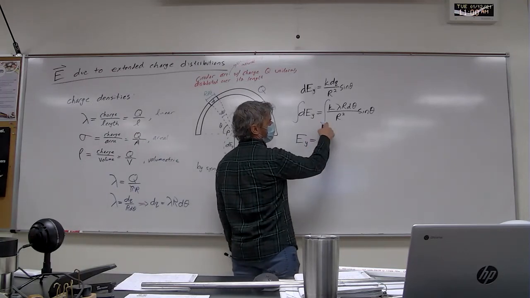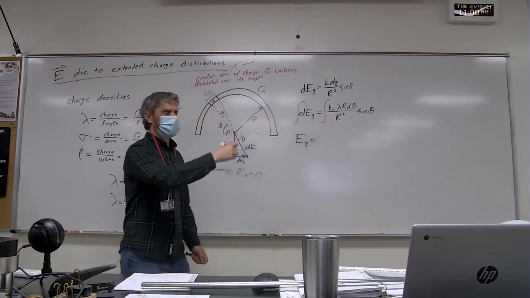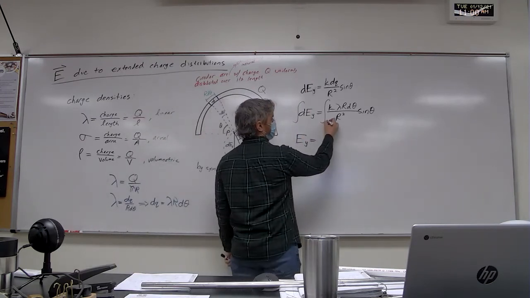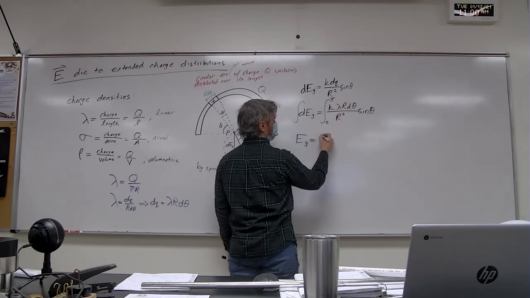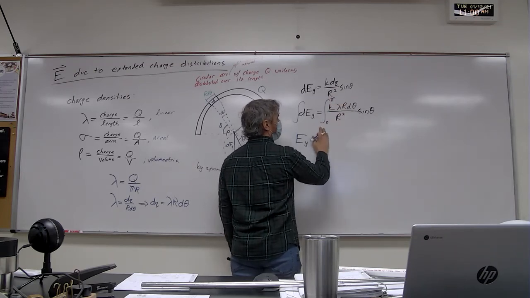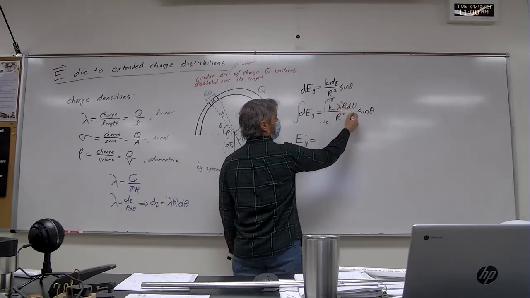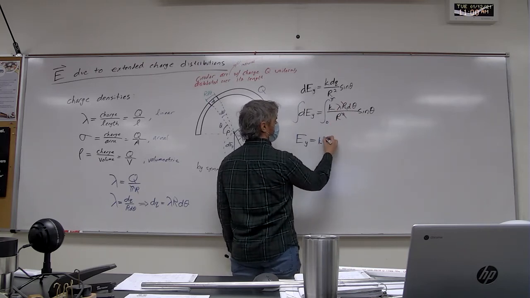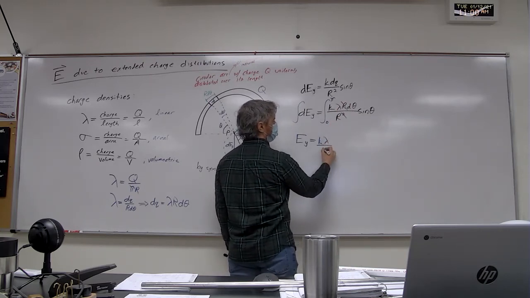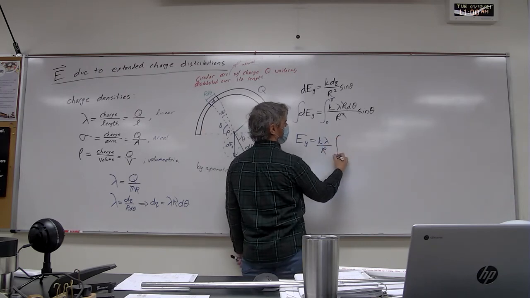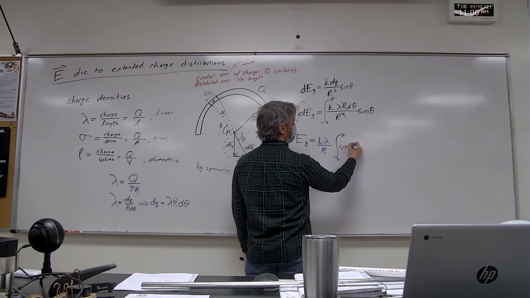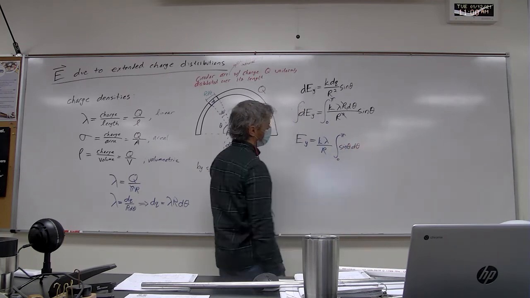And then what are my limits here? What am I integrating? Where do I end? 0 to pi. So I'm just going to integrate this from 0 to pi. But I can pull all the constants out. First of all, that r cancels with one of those r's. K is a constant, lambda is a constant, r is a constant. I can pull all that out. And then I'm just integrating from 0 to pi of sine theta d theta.